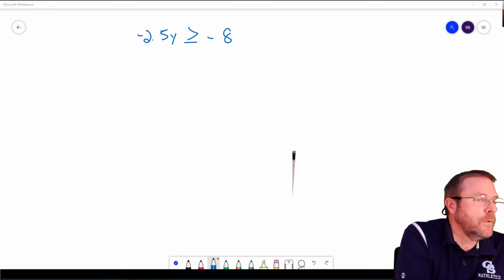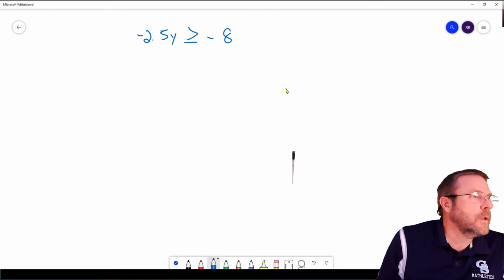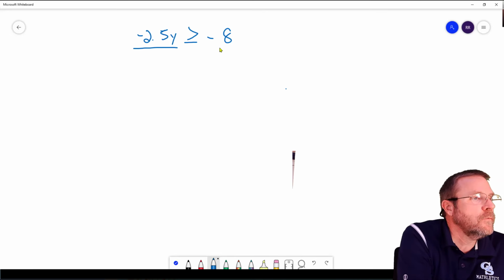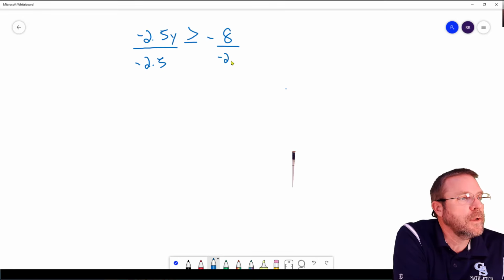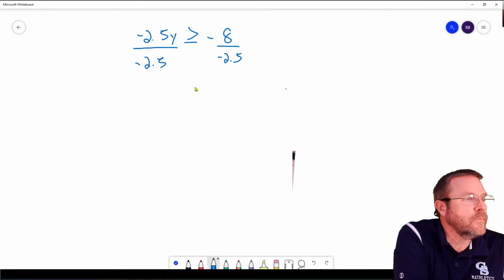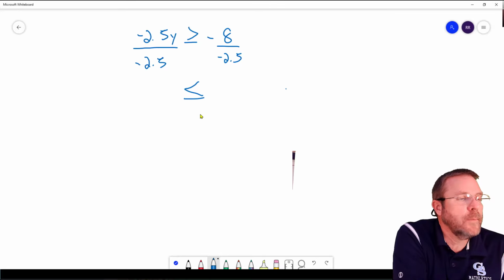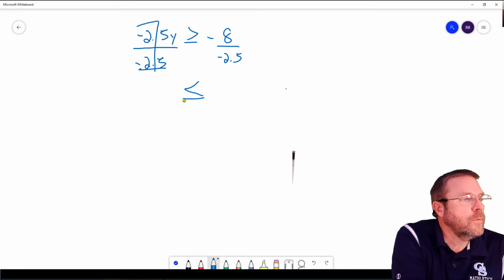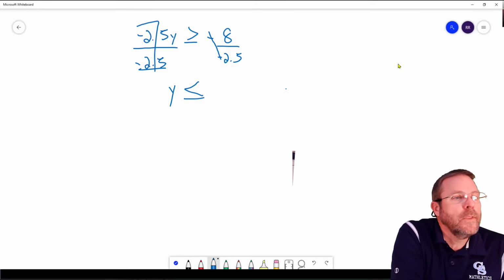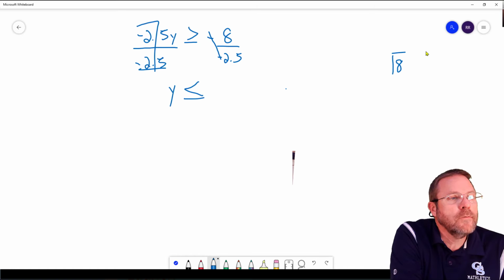Now I'm going to do it a little bit differently from how the textbook did. I'm just going to do my division just like this: -2.5, -2.5. And as far as flipping the sign goes, I'm going to do that in my next line. Of course, these divide out to be 1. 1 times y is y. Those negatives divide out. And now all I have to do is divide 8 by 2.5.